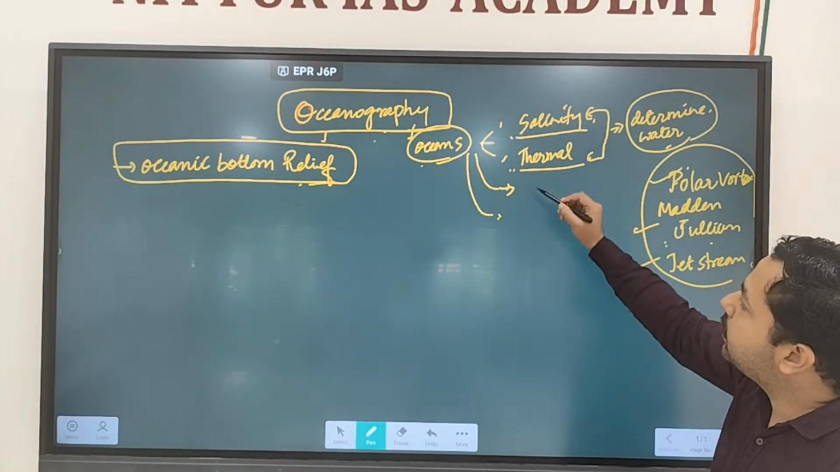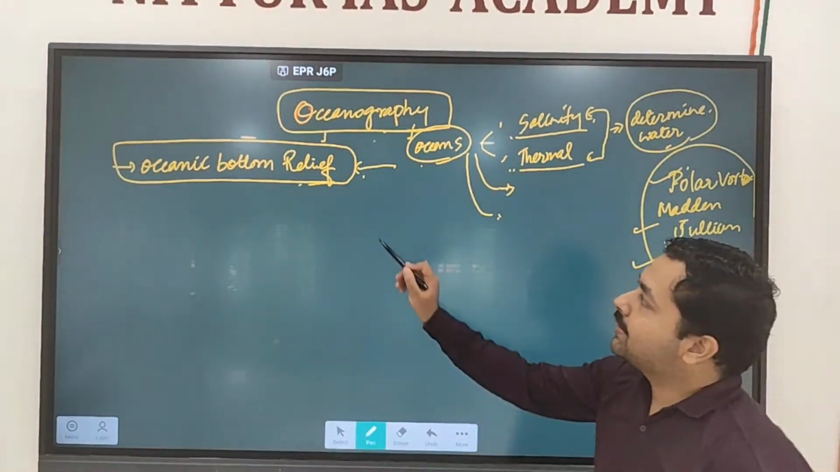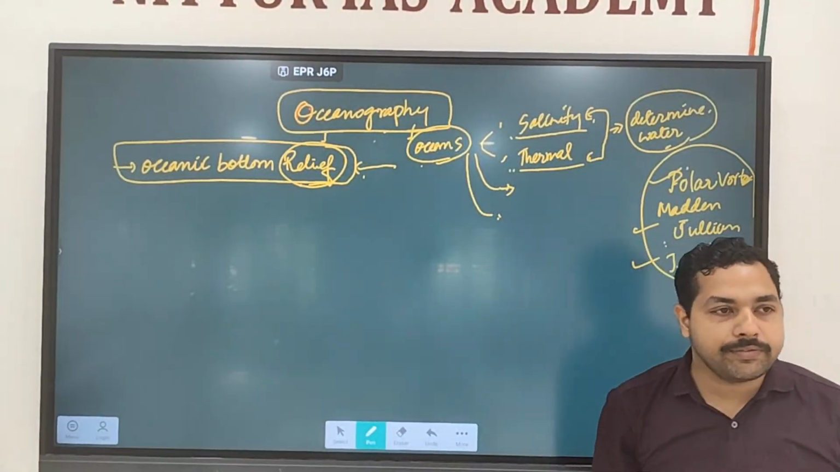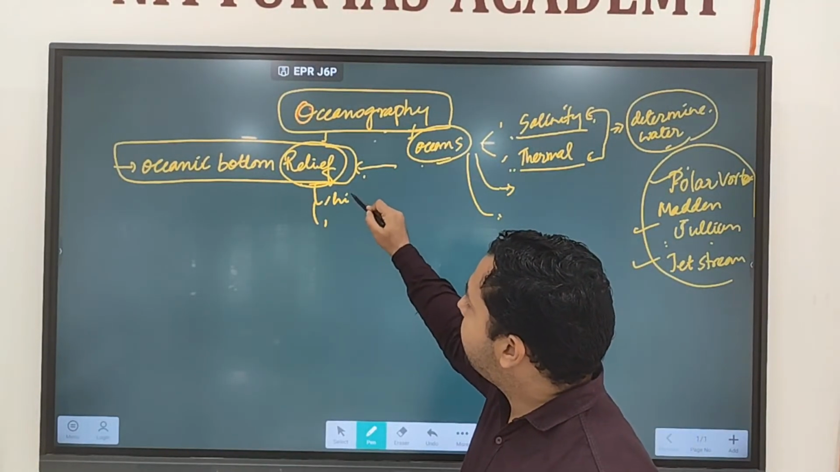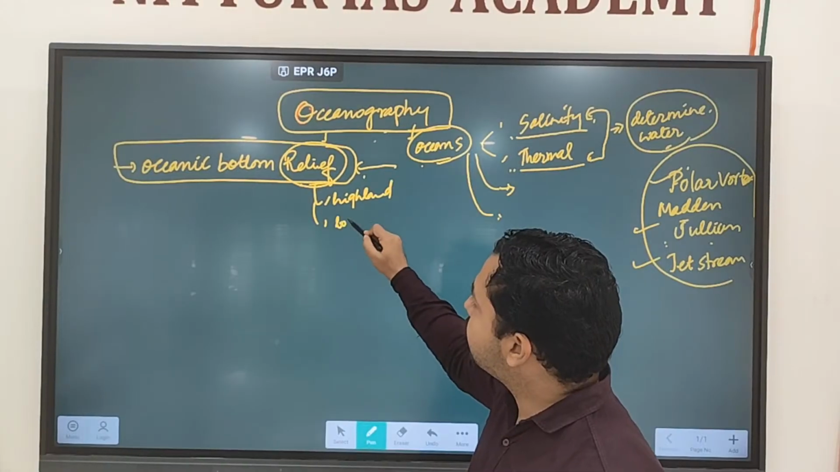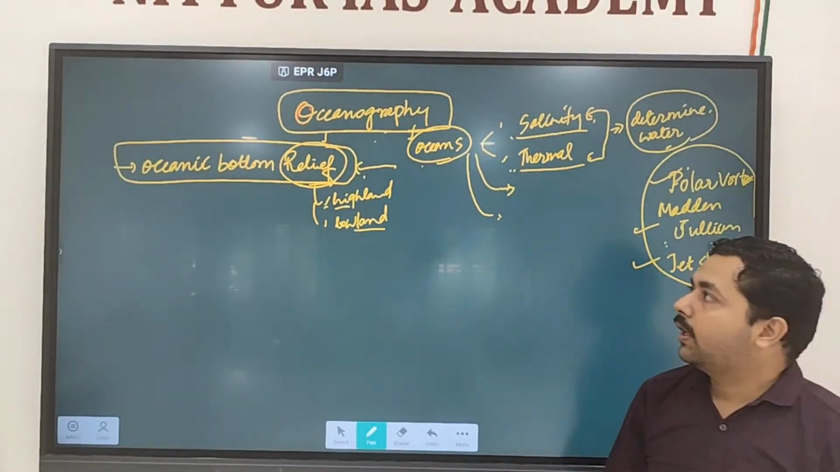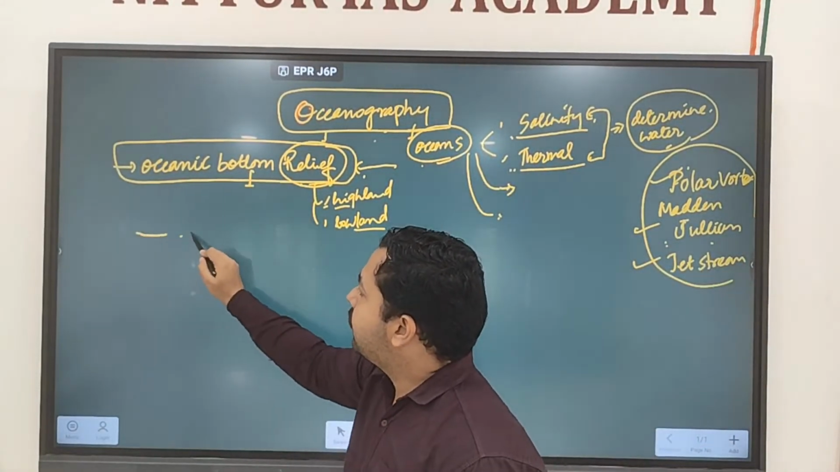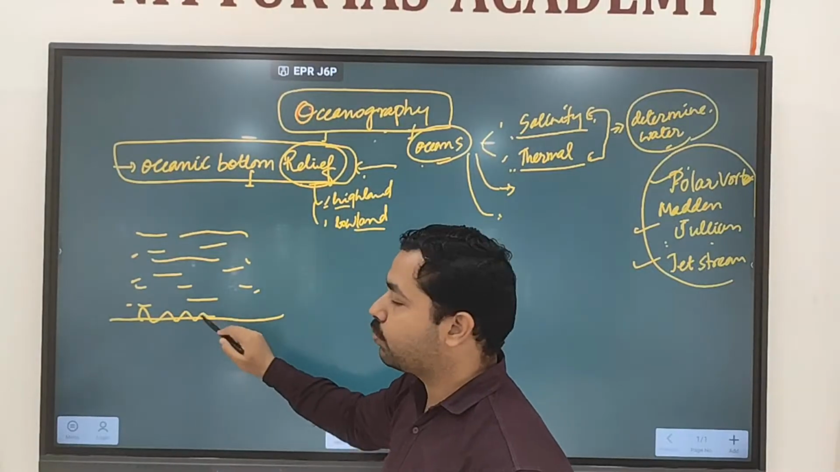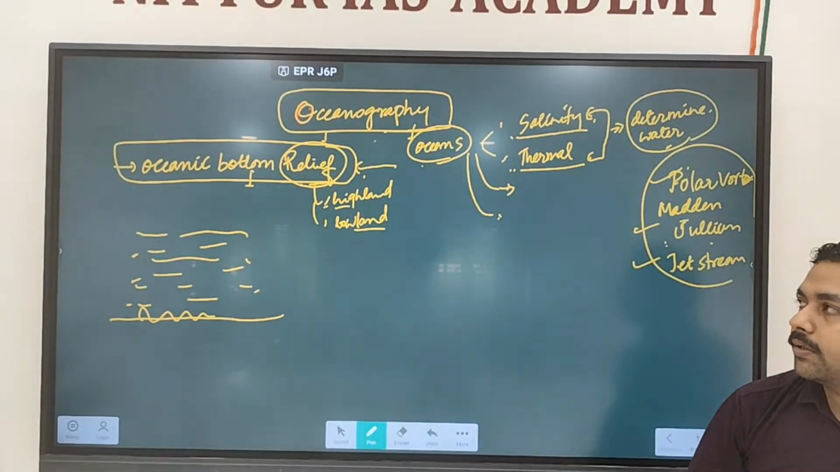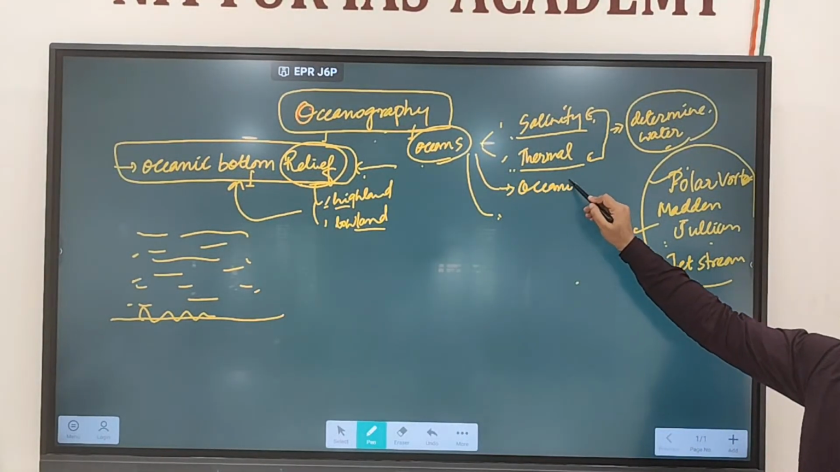You also have to study oceanic bottom relief. What is oceanic bottom relief? What is relief? Reliefs are the highland or lowland features that you are finding. That is called a relief. And bottom means, if this is the water, if this is the ocean, the highland or lowland features that you find at the bottom of the ocean are called oceanic bottom relief. So one thing that you have to study is oceanic bottom relief.